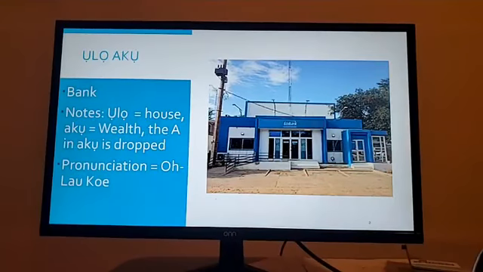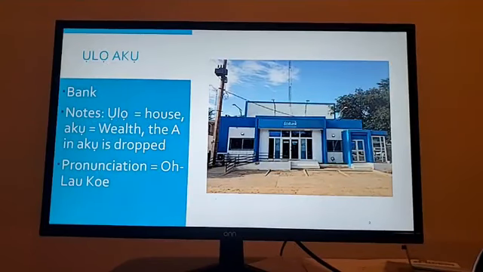Okay, here you go with the first word that really makes sense, the foundation of it all, how to say bank. It's Oh-Lau Koe. Oh-Lau Koe means bank. And it comes from two literal words. When I'm learning a language, when I break it down into the literal words, it helps me understand the whole concept. So in this case, it would be coming from the root words Ola and Ako. Ola means house and Ako means wealth.